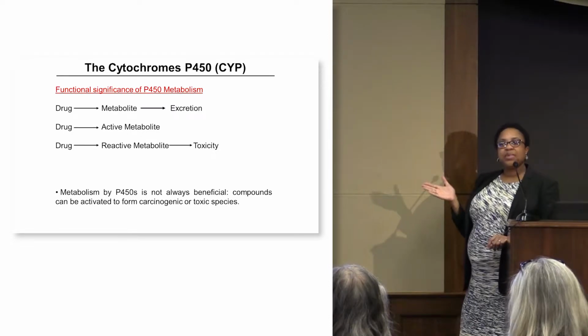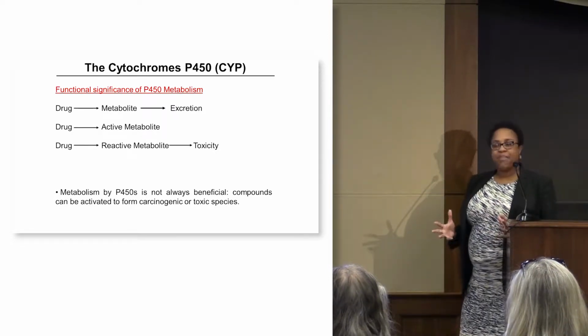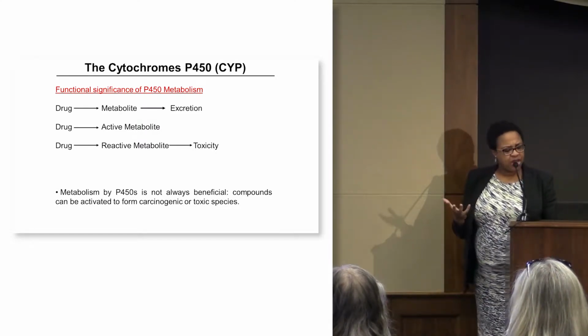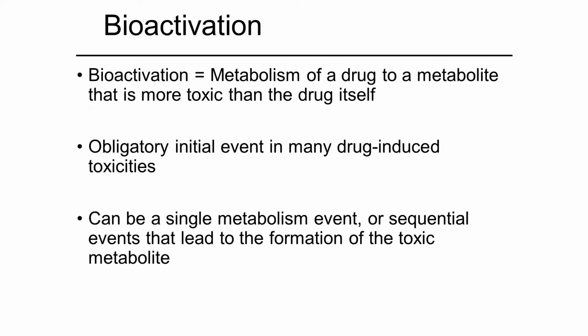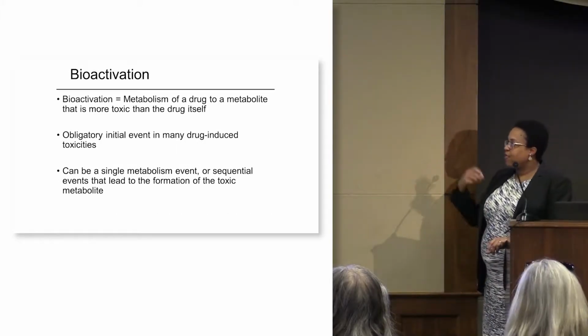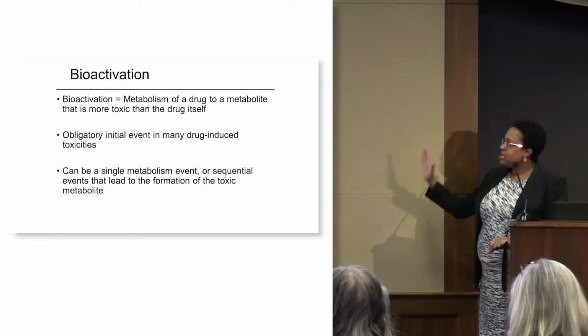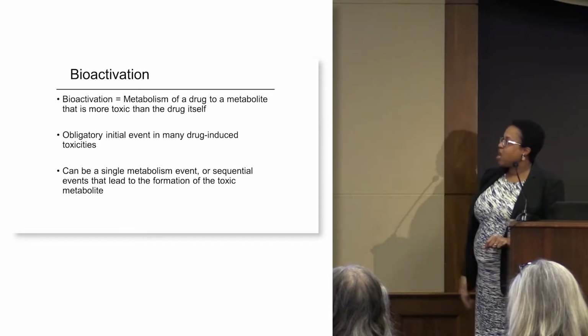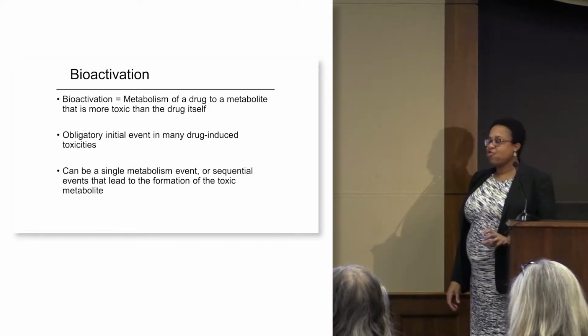So we mostly think of drug metabolism as beneficial, because it's helping us get rid of foreign compounds. That's what it's really there for. But we do have times when it results in toxicity, and I'll give you an example of that. That process of a drug being metabolized to a toxic metabolite, we call bioactivation. We think of metabolism as something that's readily excreted from the body, that's pretty safe, but when it's turned into something toxic, we consider it's been activated. So bioactivation is the process of metabolizing a drug to a metabolite that's actually more toxic than the drug itself.